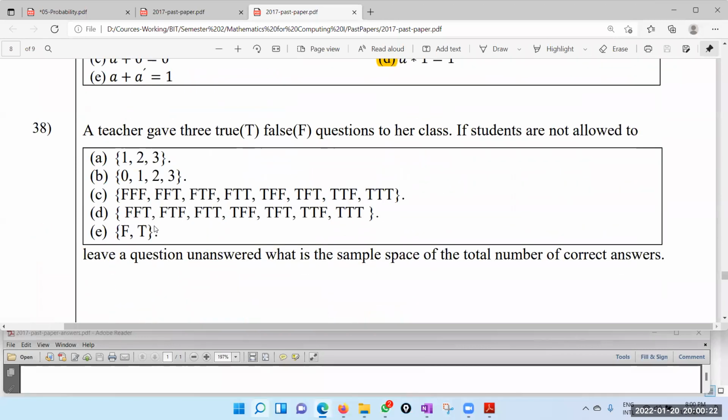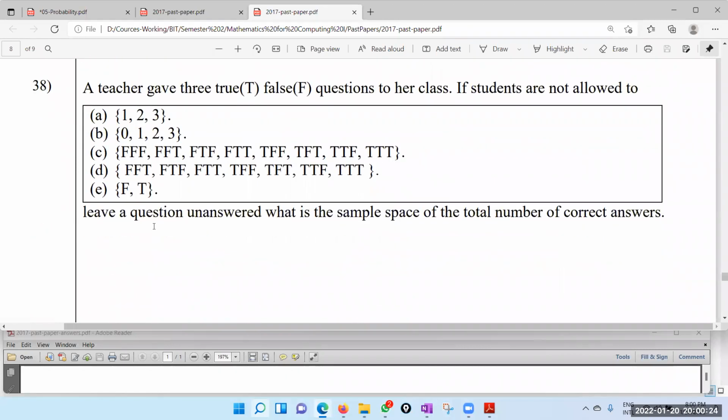Right, first question. A teacher gave 3 true and false questions to her class. If students are not allowed to leave a question unanswered, what is the sample space of the total number of correct answers? Okay, do it. Just take 1 minute. Very easy. Do it. 38. Think of an answer.